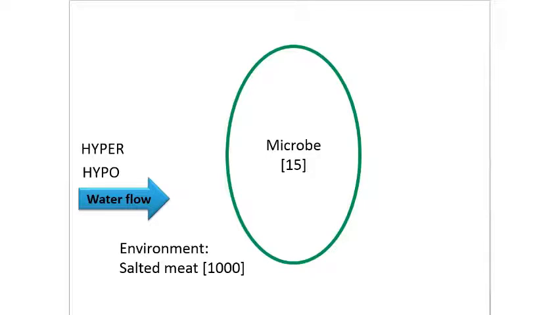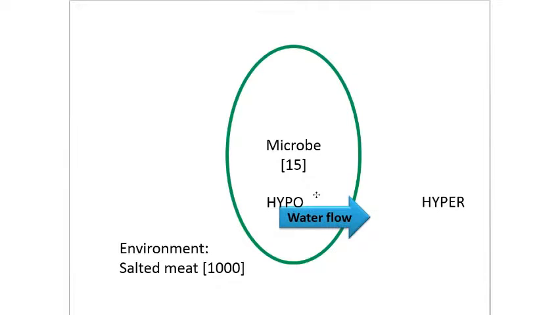Now, in this different environment here, we see that this microbe has landed itself on salted meat. Very, very different from the pond water. So the microbe's still 15, keep things consistent. The salted meat is at 1,000. When we look at labeling hypo versus hyper, the salted meat actually has a higher concentration than the microbe. So all this is salted meat out here, so I'm just going to put it over here. That means that the microbe is hypo because it has a lower concentration than what's outside. The salted meat is 1,000.